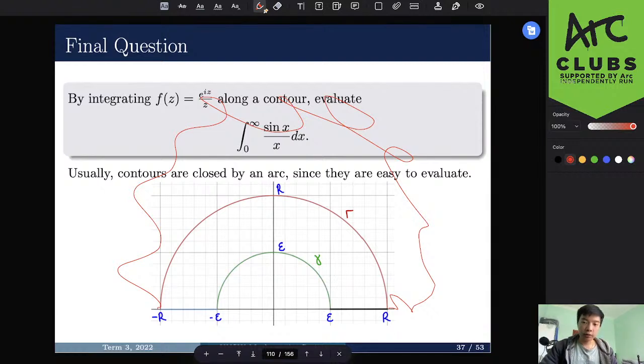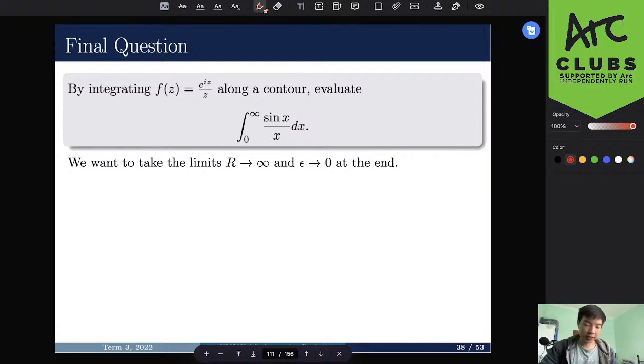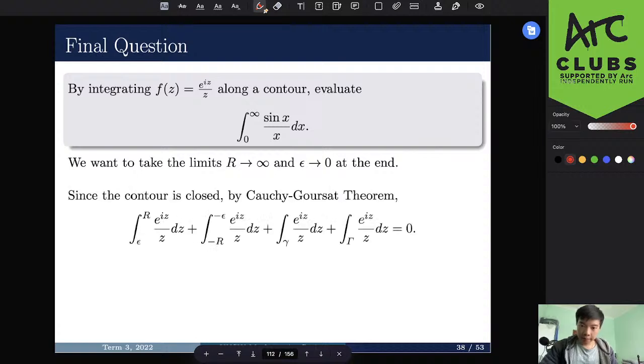And of course, we can name our contours individually. So we have the red semicircle, the larger one, being capital gamma, and the smaller green one being lowercase gamma. And we can just define the lines by epsilon to r and minus r to minus epsilon. Of course we want to take the integrals as r approaches infinity and epsilon approaches 0 at the end. And we can use the Cauchy-Goursat theorem, which means the integral over the contour, since it's closed, is equal to 0.